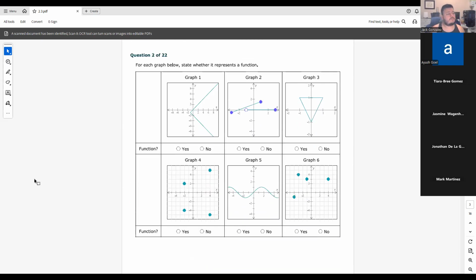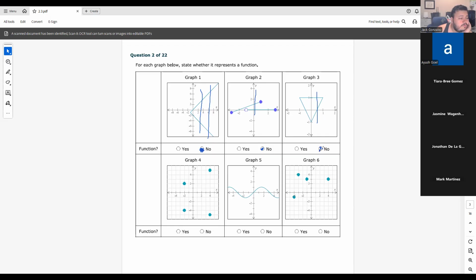Now let's look at graphs. These are easier to see because you can apply the vertical line test. If you draw a vertical line anywhere and it hits two points, it is not a function. So this one is no. This one hits two different spots. So no.